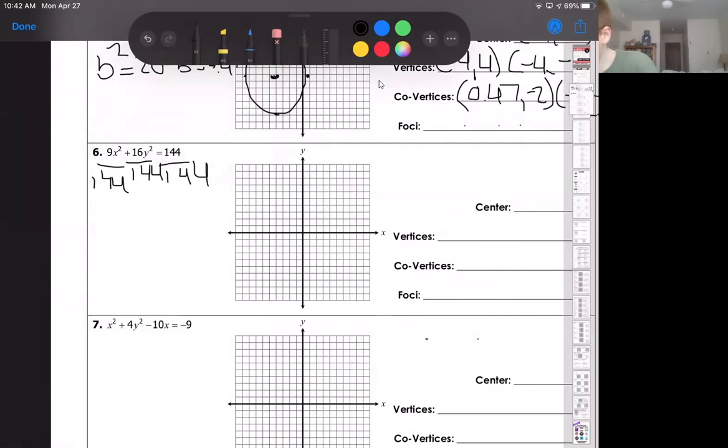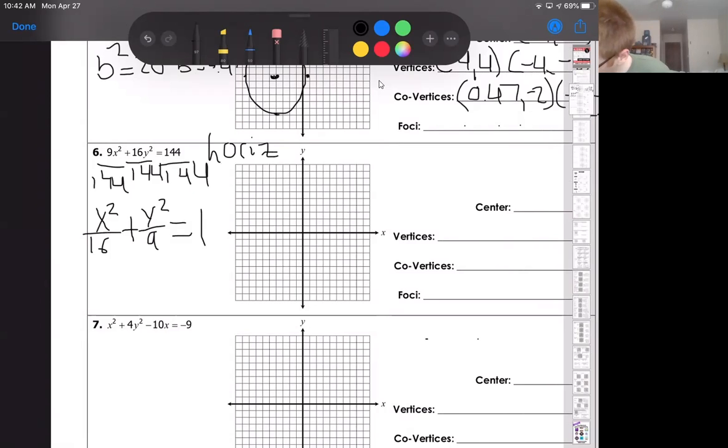Now we can simplify this quite a bit. If you take 9 divided by 144, you're going to get 1 over 16. So we'd really just have x squared over 16. 16 over 144 simplifies to 1 over 9. So it really simplifies quite nicely for this problem, and obviously 144 over 144 is 1. Looking at whether our x's or y's are over a bigger number, our x's are, so this is going to be horizontal.